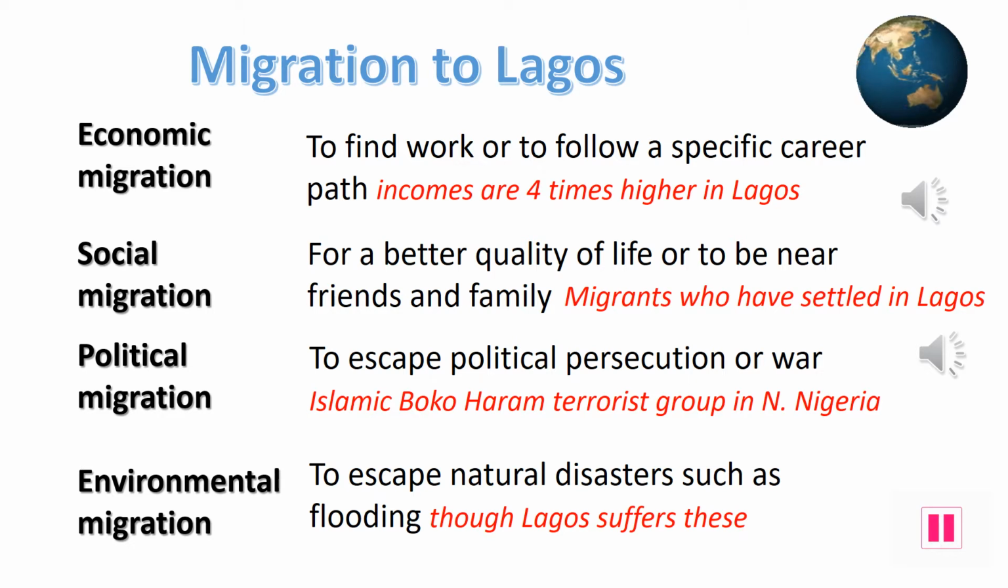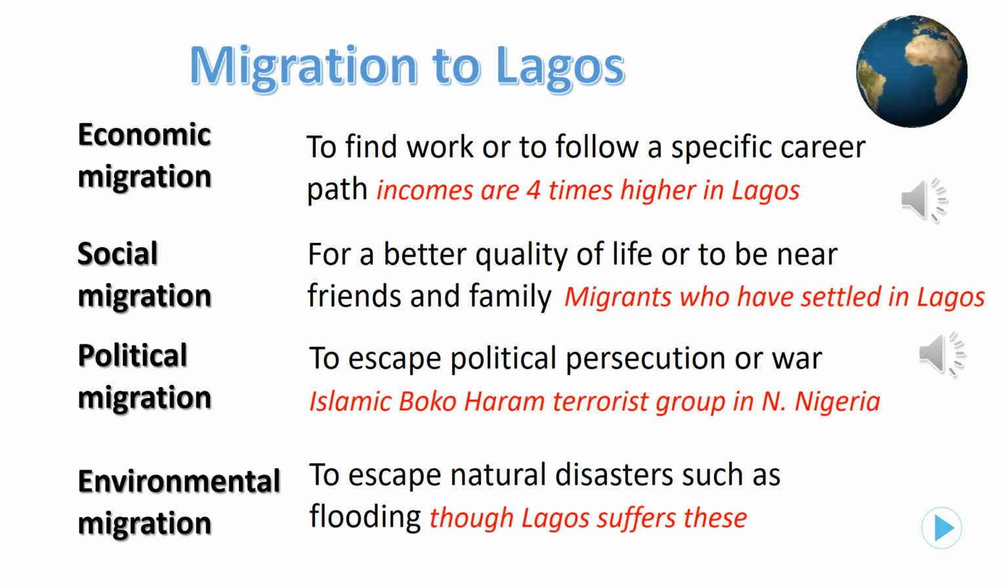Social migration is when people migrate to join up with friends and family who have already made the move and put down roots in another place such as Lagos. Political migration is big in the north of Nigeria, where the Islamic Boko Haram terrorist group are forcing people to flee their homelands. The fourth cause for migration is environmental reasons.